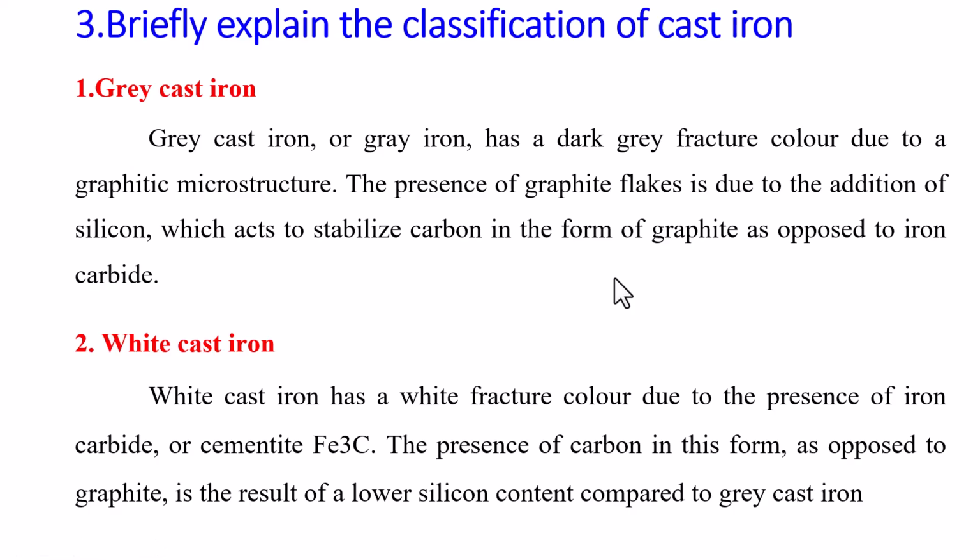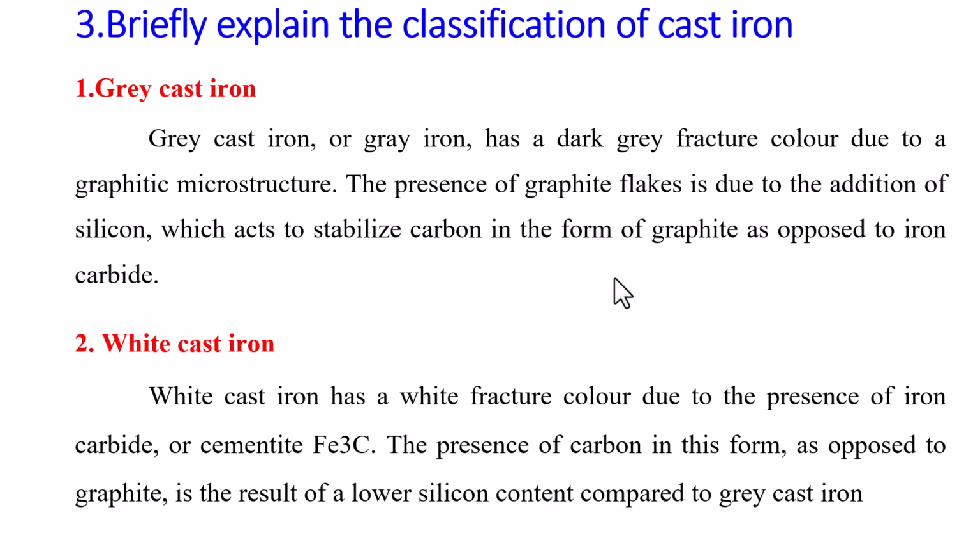Third question: briefly explain the classification of cast iron. Cast iron is classified into mainly four groups. First is called grey cast iron, then white cast iron, third is ductile cast iron, and the last one is malleable cast iron. So we can go through them one by one. First one is grey cast iron.